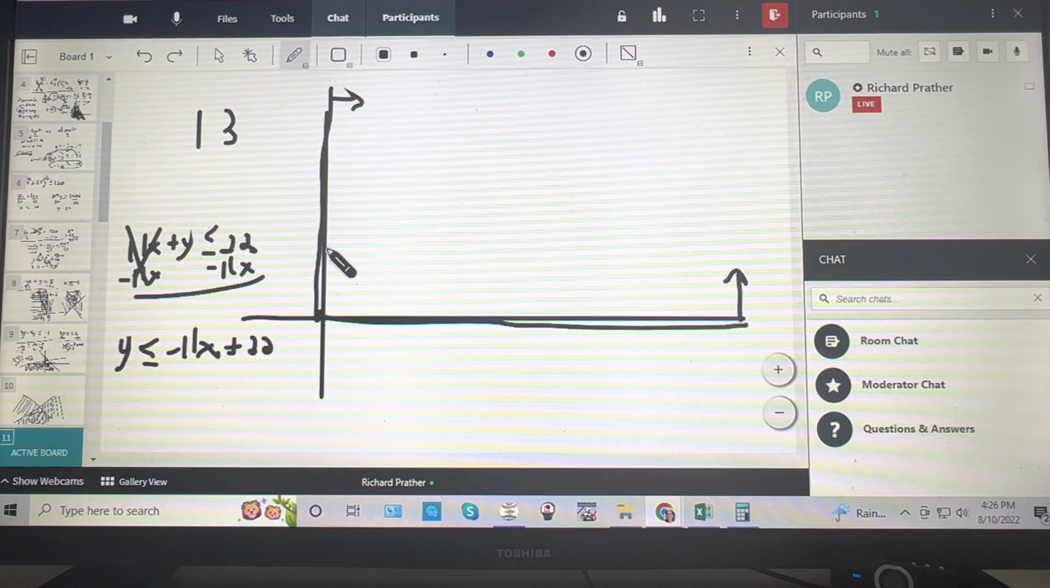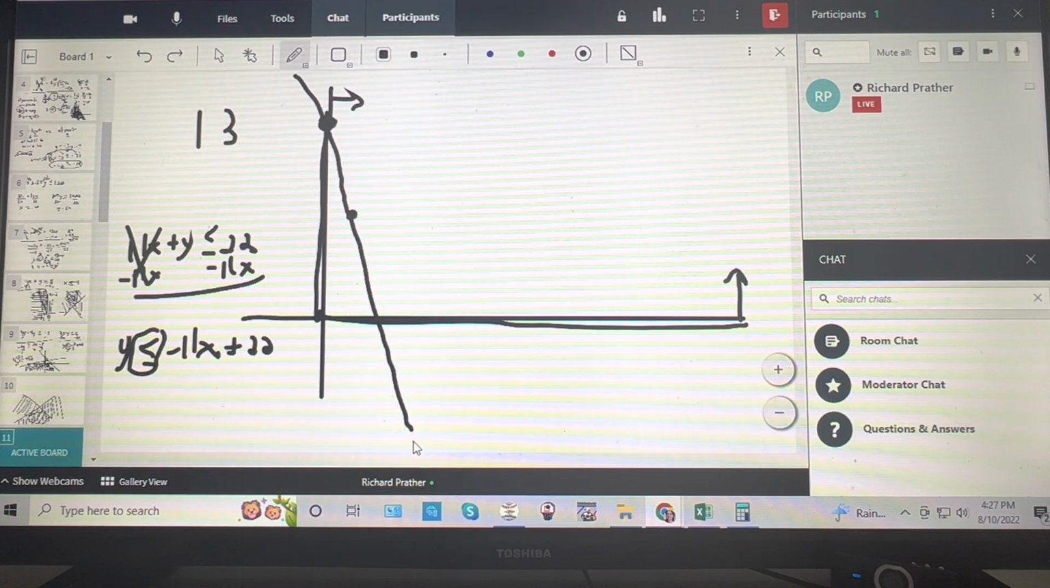So I'll do it as a quick sketch here, but we'll get a better graph on the computer there. But positive 22 is up here somewhere. That's the y-intercept. And if I go down 11, that would be halfway to the axis, so I'll just estimate it down 11 over 1. This is a less than or equal to, nothing flipped, so that's a solid line.